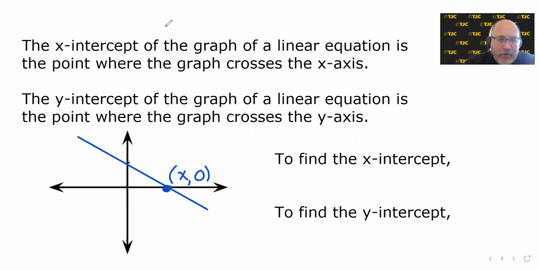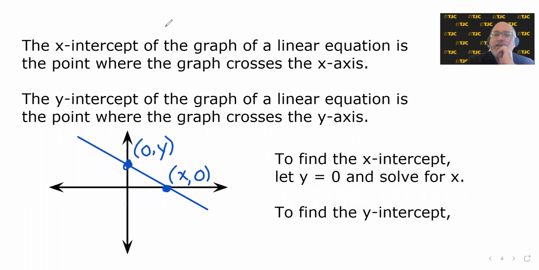And similarly, if you're a y-intercept, then your y coordinate can be anything, but your x coordinate must be 0 because to stay on the y-axis, you cannot move left or right, which means your x has to equal 0. So what does this tell us? It tells us two things.